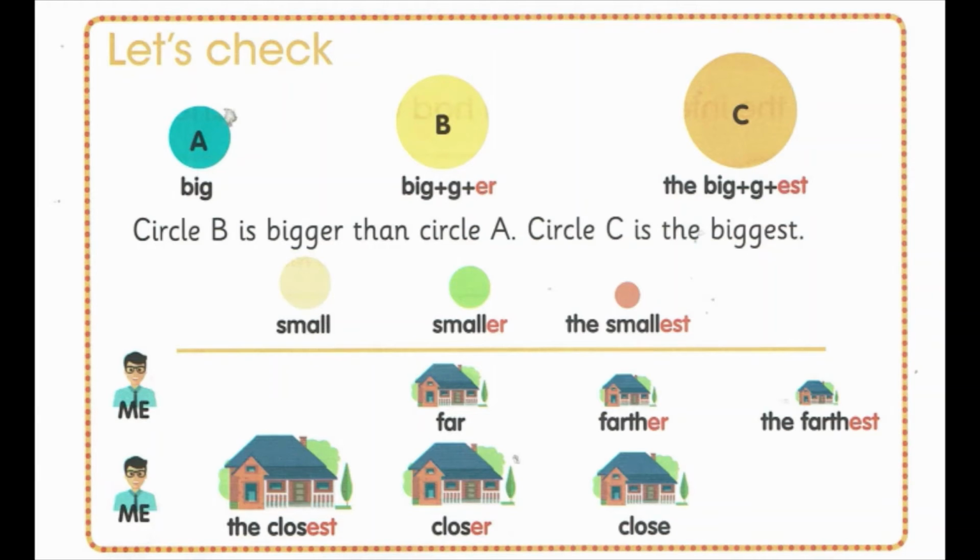Okay, as you can see, here are more examples. For example, big, bigger. Just in this word I have to double the last letter. Okay, for the rest there is no need. Only in this word, big, I double the last letter. Okay, big, bigger, biggest. Here we have small, smaller, smallest. Far, farther, farthest. Far, farther, farthest.